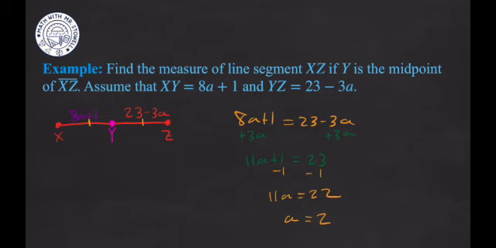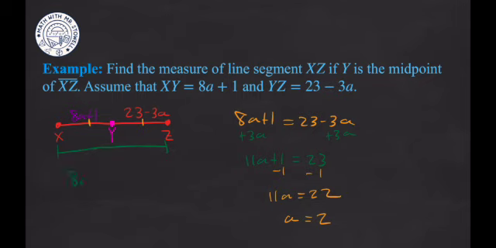Well, that's not what it's asking us. The question wants us to find XZ, the length of the line segment X to Z. Well, line segment XZ is the total length of the line. In order to find the total length of the line, let's go ahead and find the smaller part. We can use either one, where you should end up with the same answer.